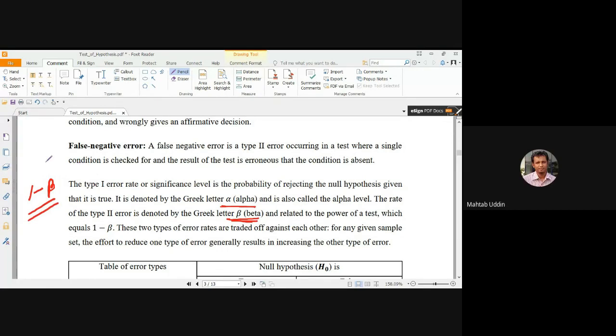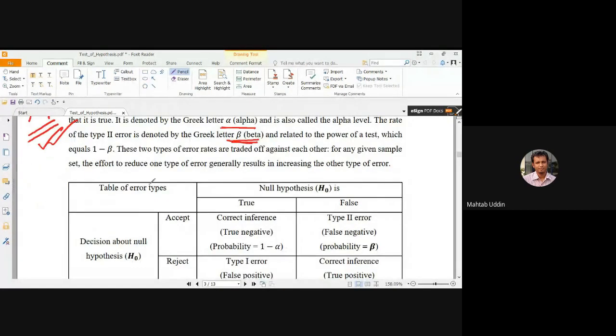তার মানে টাইপ 2 এররকে অ্যাভয়েড করার যে ক্ষমতা বা পাওয়ার, সেটা হচ্ছে টেস্টের পাওয়ার। তার কেউ যদি বলে find the power of test, you will find the probability of error 2 then subtract from 1. Do you understand? Yes sir. These things are given here.